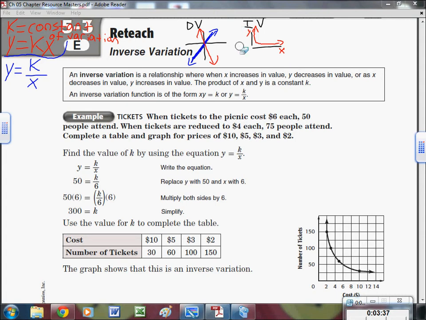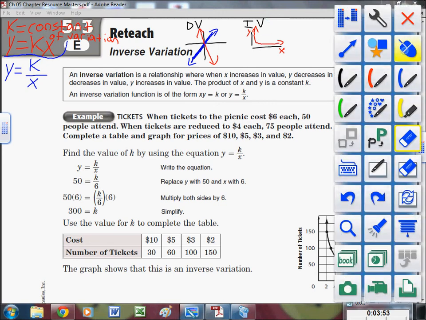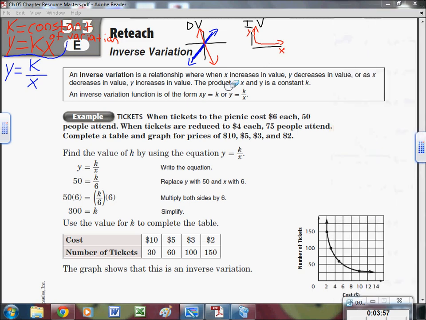Look at the very beginning. In the very beginning, it just drops down. So y is decreasing as x gets bigger. And it says, or as x decreases, meaning this way, y increases. And if you watch it, that line slowly climbs and then jumps up. Now, it says the product of x and y is a constant k. We'll get that in a minute.